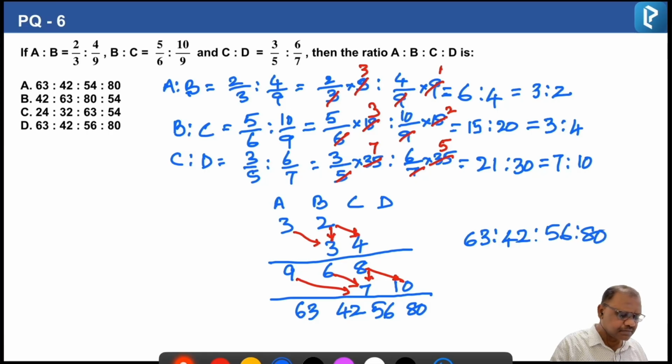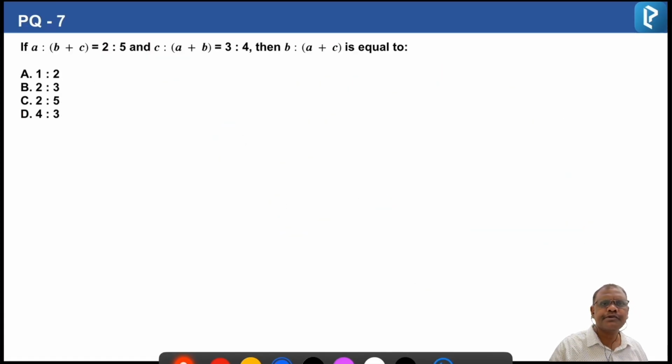53:42:56:80. So this is the combined ratio of A, B, C, D. So out of the given options, option D is the right answer. Moving on to the next question.